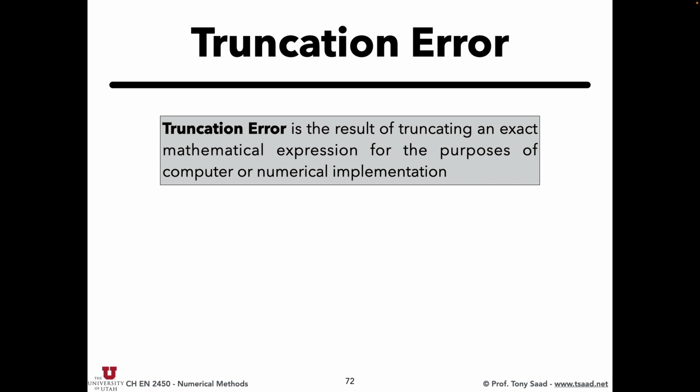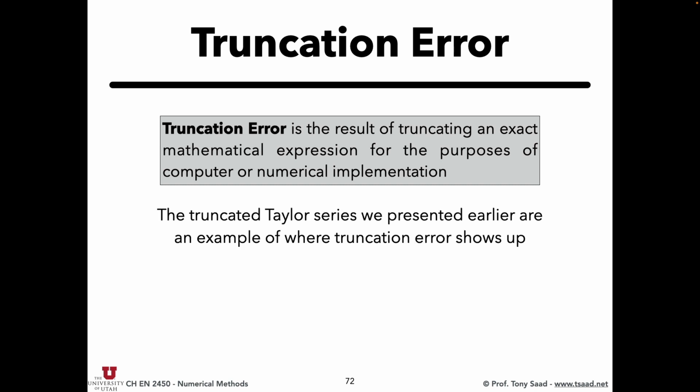Truncation error, like we said, is the result of truncating an exact mathematical expression and only taking a portion of it. Whatever you leave off that full exact mathematical expression is the truncation error. An example is the truncated Taylor series that we just dealt with when we only used 5 terms or 6 terms or 100 terms. All the other terms that we didn't touch are the truncation error.